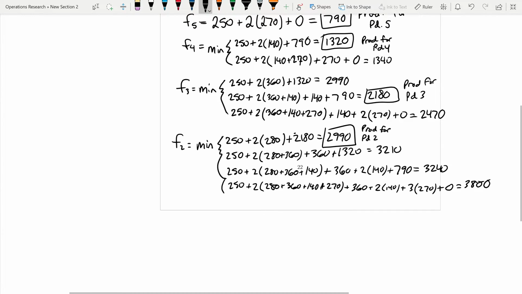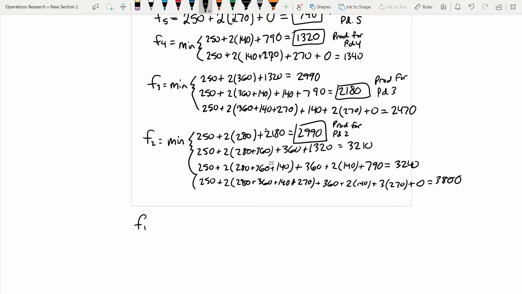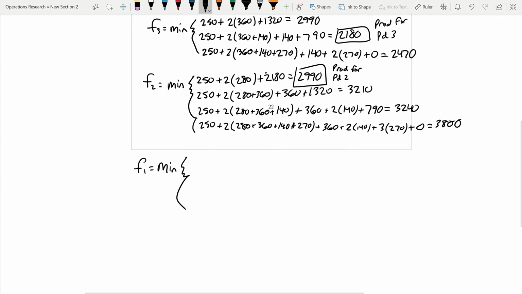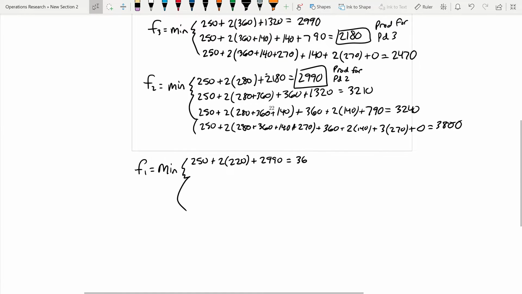Then we have to do F sub 1, which is our final computation here for our first period. We need to find the minimum of, if we just do period 1, 250 plus 2 times 220 plus 2990 from one above here. It's going to be 3680.